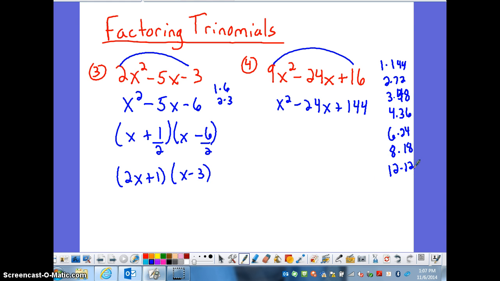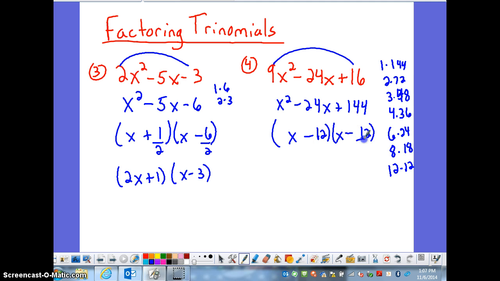So I'm looking for numbers that multiply together to be 144, and now add together to be 24. When I go through and do that, if you look through the list, it's really going to be that 12 and 12. So this is going to be an x and a 12, an x and a 12. Again, since this last number is a positive, we need to make sure we have the same signs down here. They're both going to get that negative from the front.